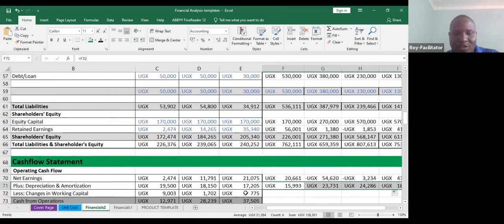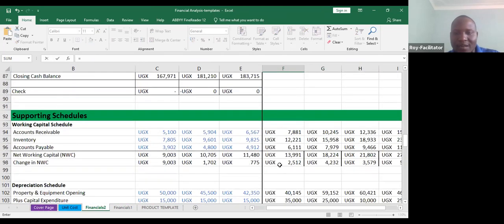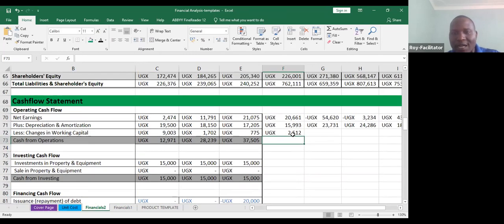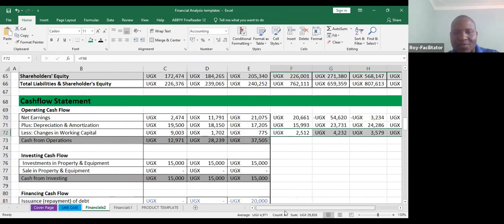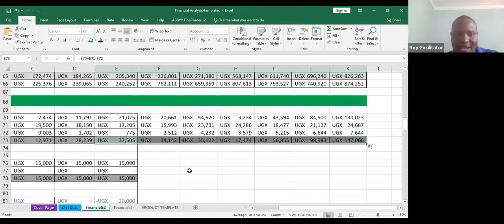Then we go to change in working capital. Remember, we already computed. I'll just go down and pick it in our working capital schedule. And I'll paste it and then extend. Okay, now we've already finished the first part, the cash from operations. And as you can see here, it was saying net earnings plus depreciation less net working capital. So I'll just extend the formula. Yeah, and there you go.